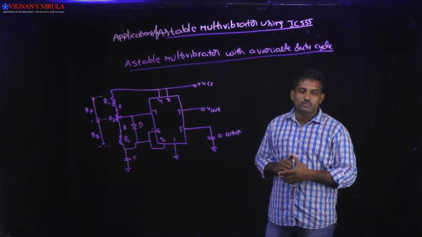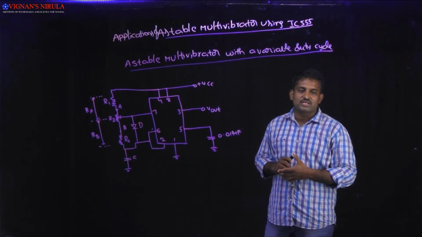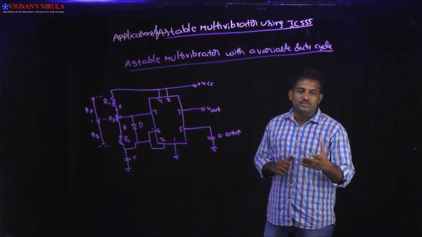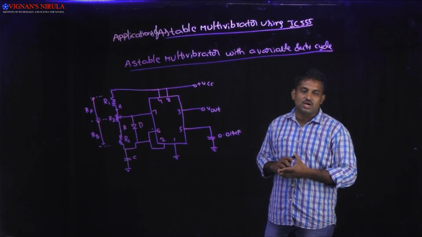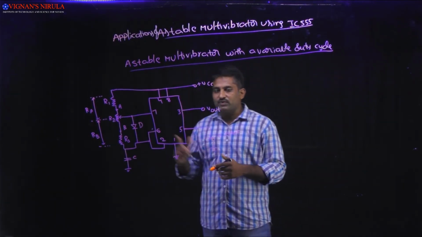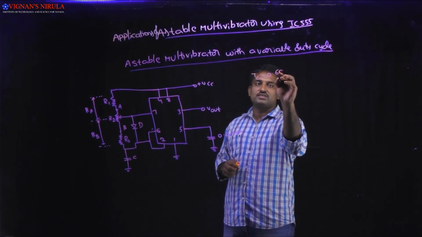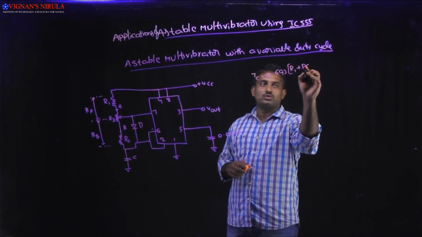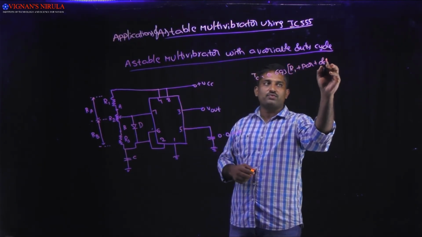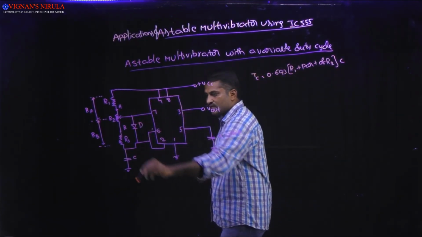Because of this R2 resistance, the charging time as well as the discharging time of the capacitor will be varying. If the charging time and the discharging time are varying, automatically the frequency of oscillations is also varied. So what happens for the charging time? TC will be equal to 0.693 into R1 plus part of R2, into C, which is required for charging the capacitor.